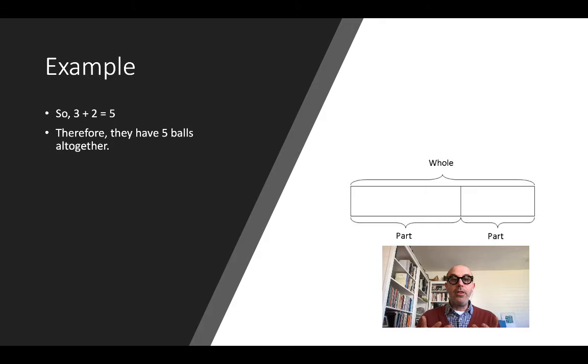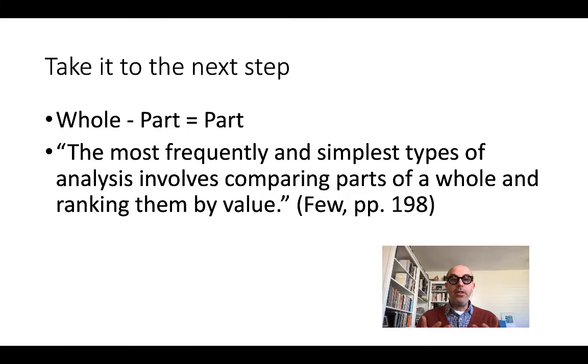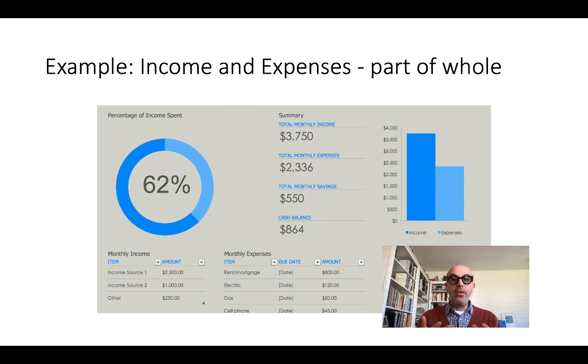So the idea here is that we are breaking down the whole, and it is 3 plus 2. Therefore, we have five balls altogether. According to our textbook, the most frequent and simplest type of analysis involving comparing part of the whole is ranking them by the value. And this is important. Why?